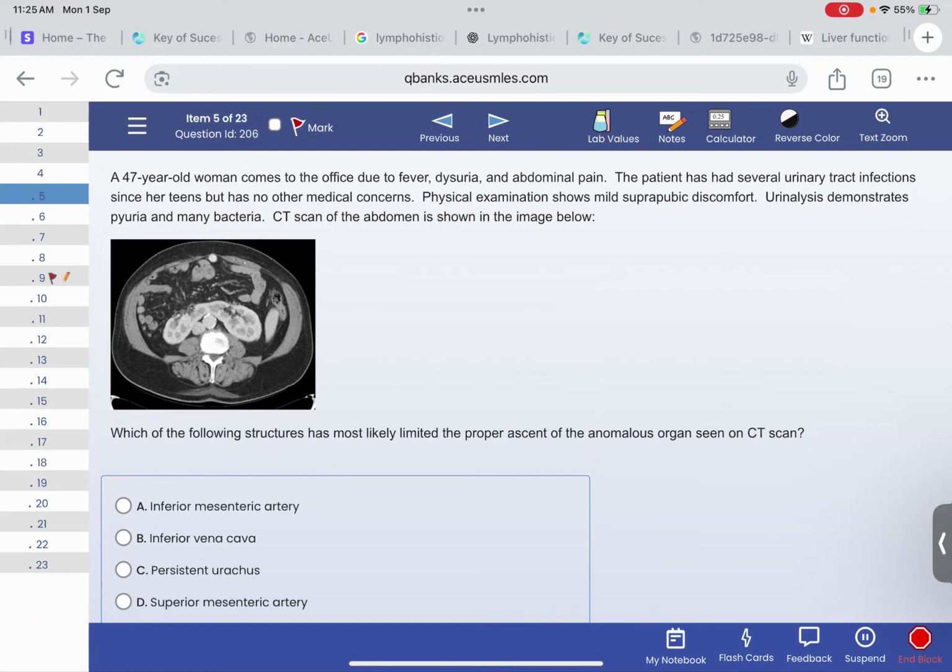Great. So if anyone wants to read the question, okay, I can read that. Which of the following structures most likely limited the proper ascent of the anomalous organ? A 47-year-old woman comes to the office due to fever, dysuria, and abdominal pain. She has had several UTIs since her teens, but no other medical condition. Physical examination shows mild suprapubic discomfort. Urinalysis demonstrates pyuria and many bacteria. CT of the abdomen is shown in the image below. So that's a horseshoe kidney, because we can see the lower poles conjoined, and the inferior mesenteric artery stops its ascent into the abdomen.